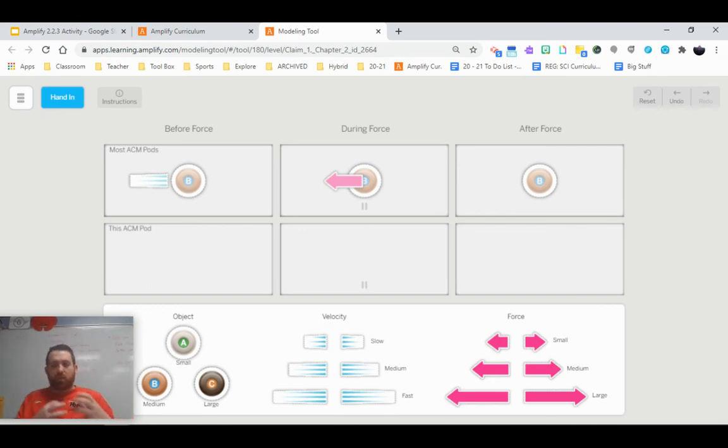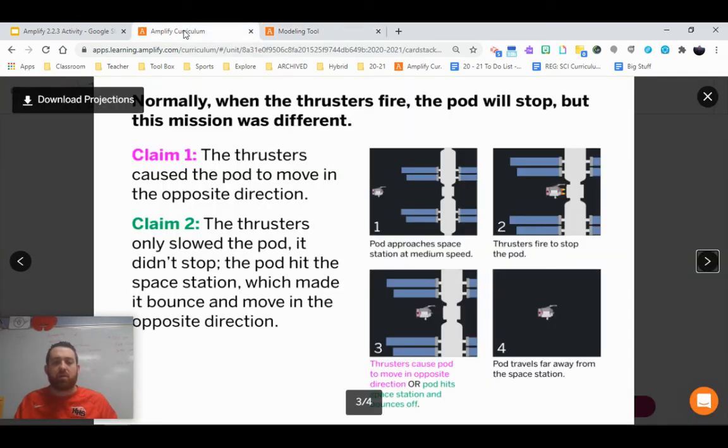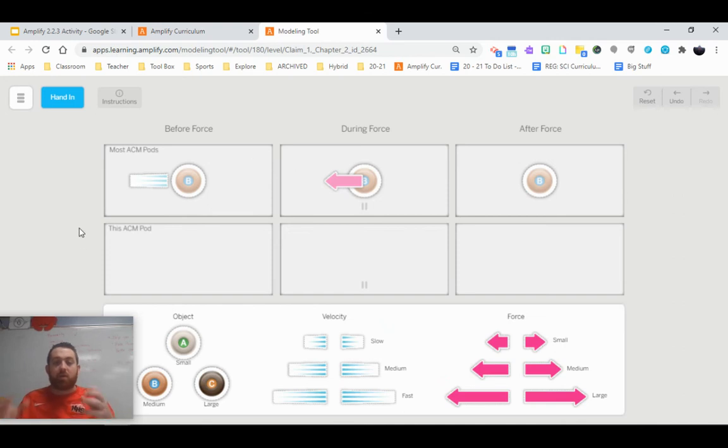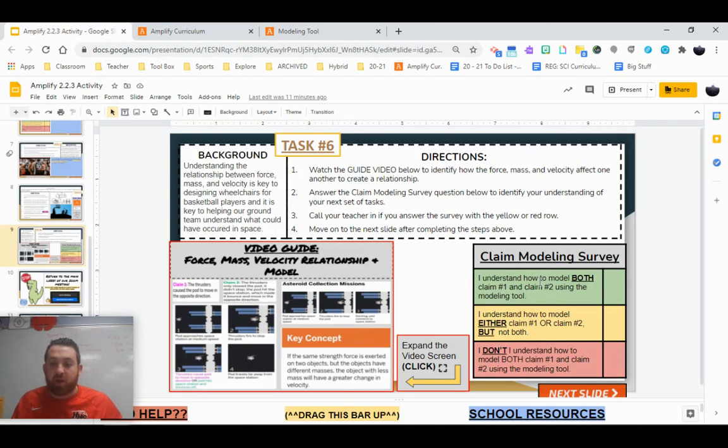So we're using the modeling tool to model claim 1 and claim 2, and then you're going to be using the next set of tasks to do just that. At this point, we should go into our slideshow and complete the survey. If you have questions or something didn't make sense or if you're unsure, call me in.